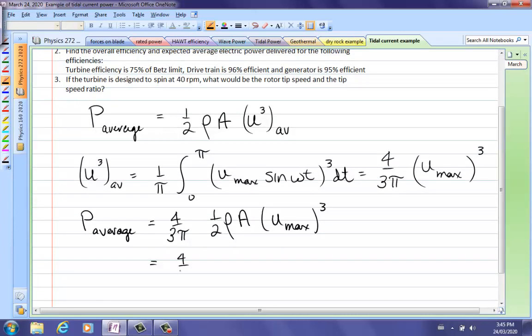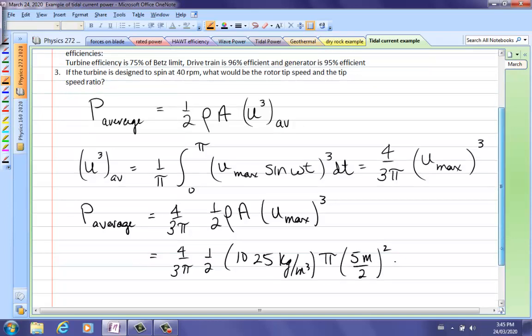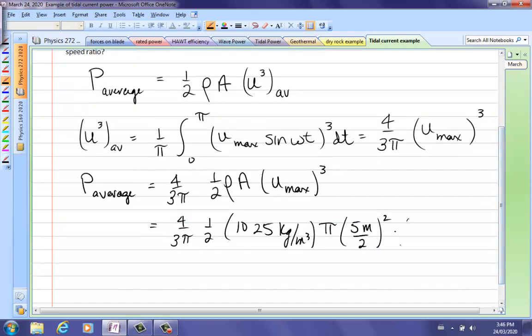Okay, so we have to remember this is seawater, so the density we're going to use is 1025 kilograms per cubic meter. Area is pi times the radius, 5 meters over 2, squared. That's the swept area of the turbine blades. And now we can use the peak speed, 2 meters per second cubed. And when you work that out, you get 34.2 kilowatts.